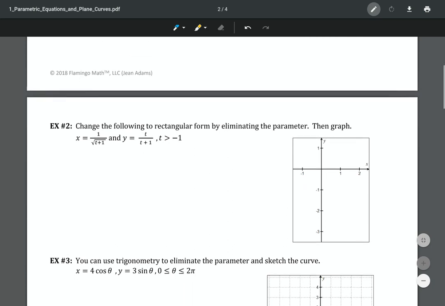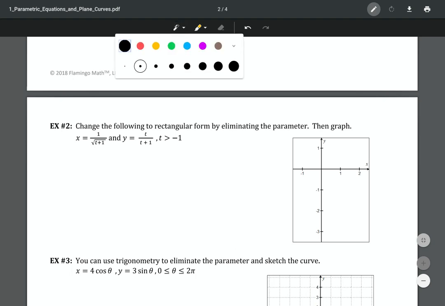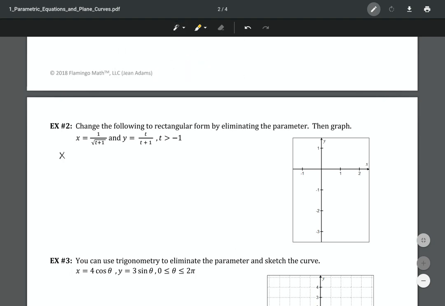Okay, so let's now go to example 2. In this one we want to change the following to a rectangular form by eliminating the parameter. So our job here is to do some algebra to get rid of the parameter, which in this case is t. I was going to call t time, but that's not necessarily true. So let's see. We can cross multiply this if you like. Let me go back to black here, and then we would have something like this, or multiply with the term in the denominator.